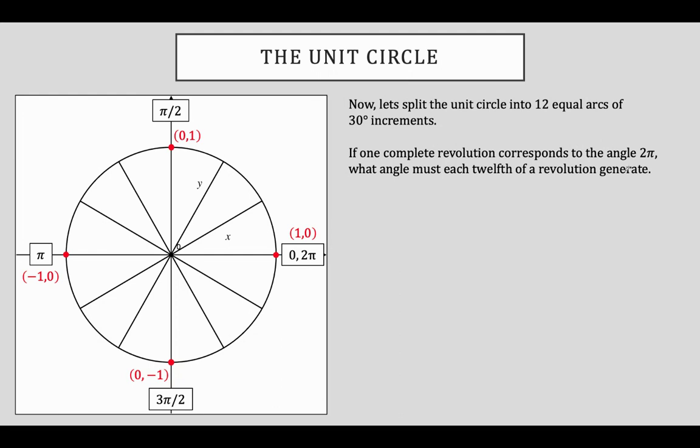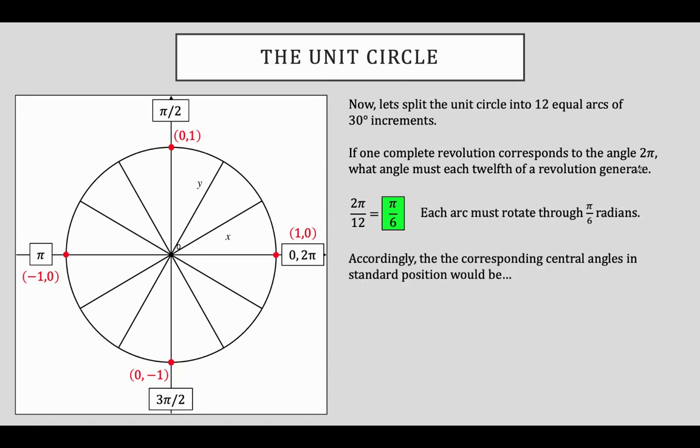If one complete revolution corresponds to 2 pi radians, what angle must each 12th of a revolution generate? Well, if I take 2 pi and I divide it by 12, that reduces into pi over 6. So what this means is that each arc must rotate through pi over 6 radians. Accordingly, the corresponding central angles in standard position would be, my first angle here would be 1 pi over 6.